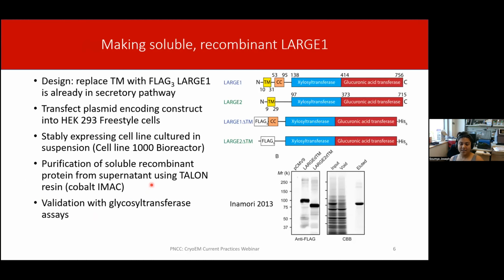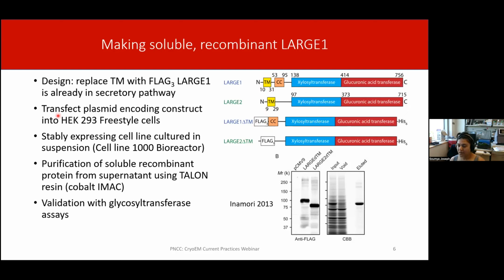So LARGE1 is expressed at very low concentrations in the Golgi apparatus. It's so low that we cannot actually see it on a Western blot. So the only option that we had in order to reconstruct a volume was to make a recombinant construct of LARGE1. And because it only has a single transmembrane domain, we thought we could just delete or replace that transmembrane domain with a FLAG tag, and then it's already in the secretory pathway. So what will happen is it'll just get secreted into the cell medium.